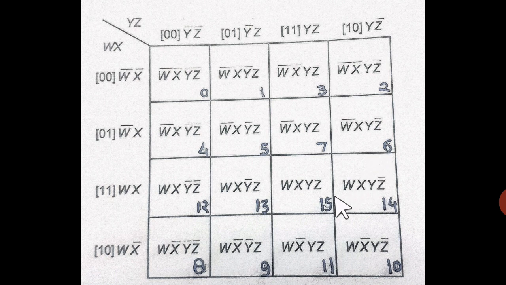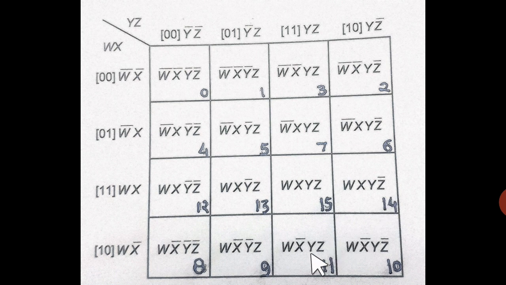Then we move to square number 12, and here it has the combination w x y' z', then 13, w x y' z, then w x y z, then w x y z'.